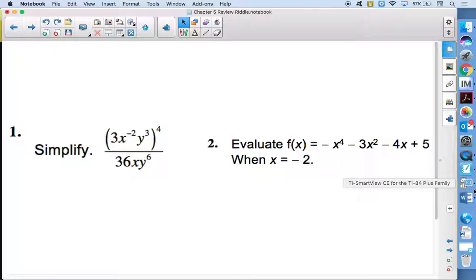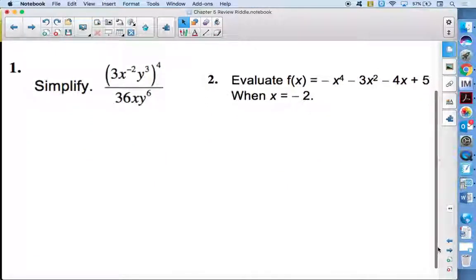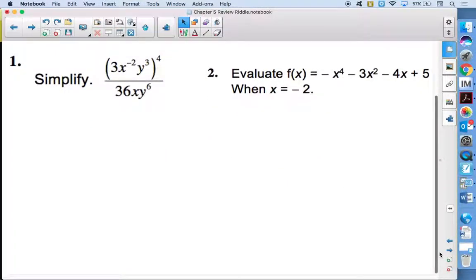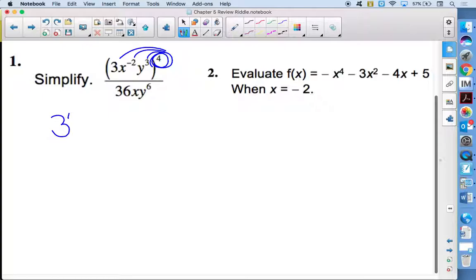If you look at number 1, working through this quickly, when there's an exponent outside, what do you do with that exponent? Distribute, multiply, not add. A lot of people on the first quiz added those exponents instead of multiplying them. When there's a power outside, you distribute or multiply it through as an exponent. So we would have 3 to the 4th, x to the negative 8, y to the 12, and then 36xy to the 6th.